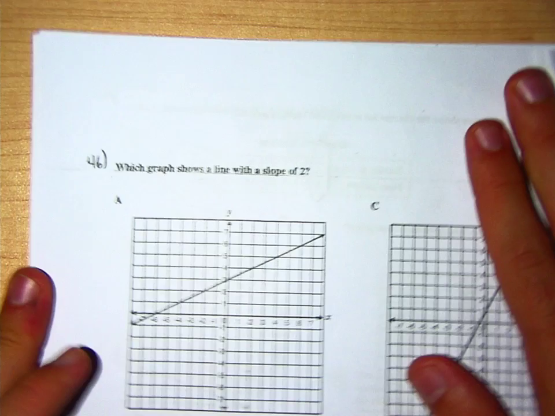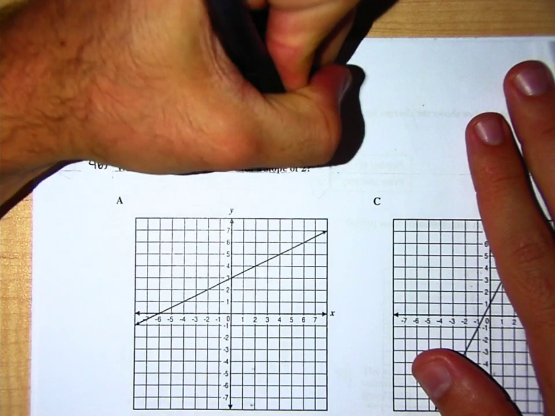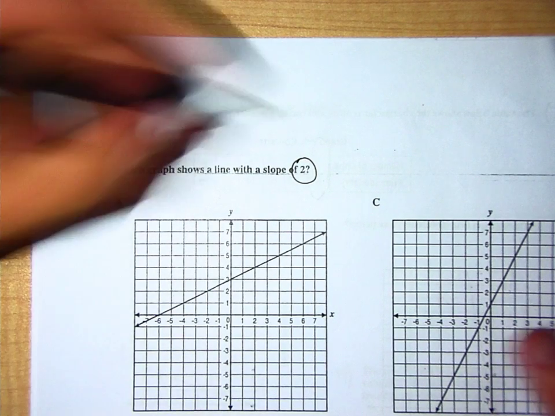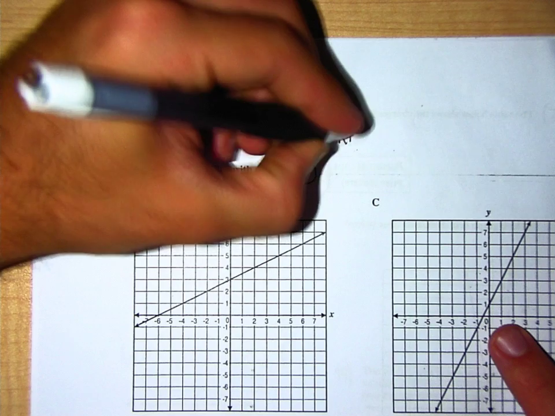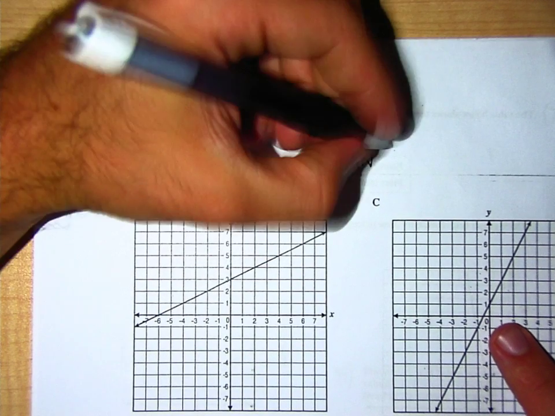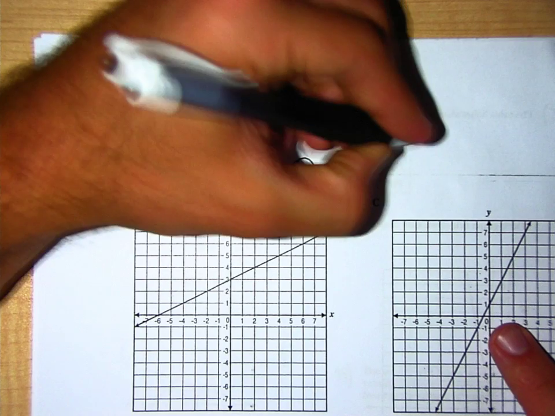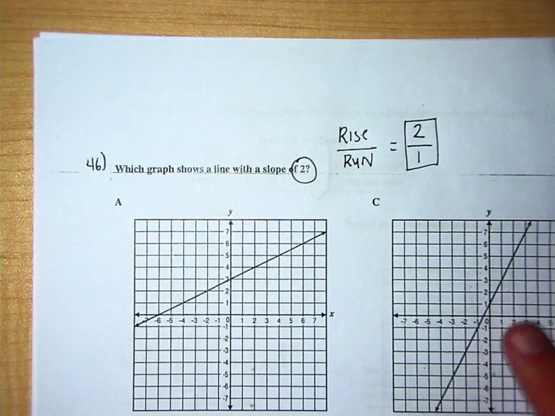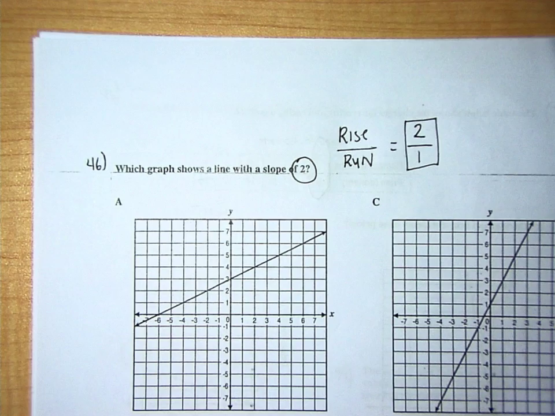Last question for this test. Which graph shows a line with a slope of 2? So the first thing I'm thinking to myself is slope is always rise over run. And I know that 2 is really going to be 2 over 1. I'm looking for a line with a slope of 2 over 1.